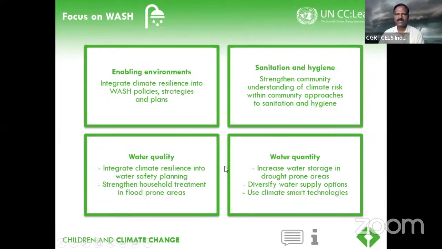And then water storage in the drought-prone areas, water supply options, then climate smart technologies. So including some children were enabled with local sensors in irrigation areas to monitor the water usage, water irrigation scheduling, water use efficiency, and something like the concepts of AquaCrop, that is like crop per drop. So like that, many factors they were trained from earlier experiences I'm sharing.